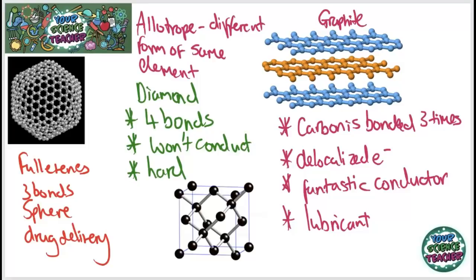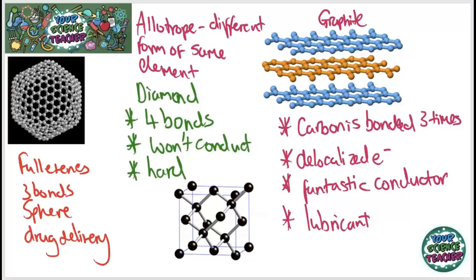And just before I move on, I'm going to talk about one more allotrope of carbon, and the reason why I haven't drawn it out is because it's just one layer of graphite. If we only have one layer of graphite, this is called graphene. And graphene is a superconductor of electricity. It basically has incredibly low resistance, so it's very useful in electronics and computing.